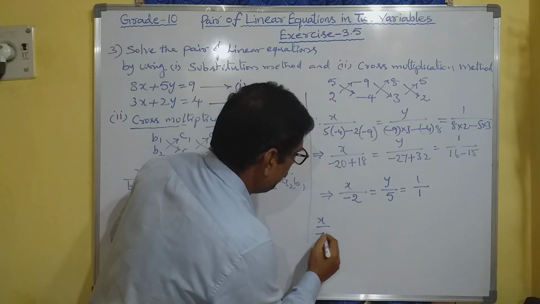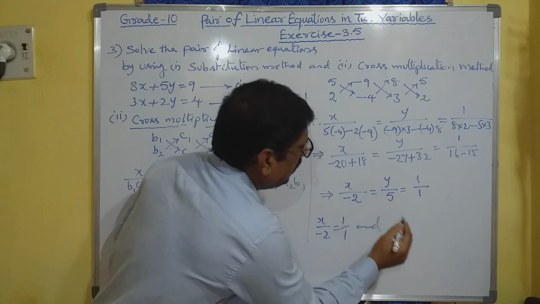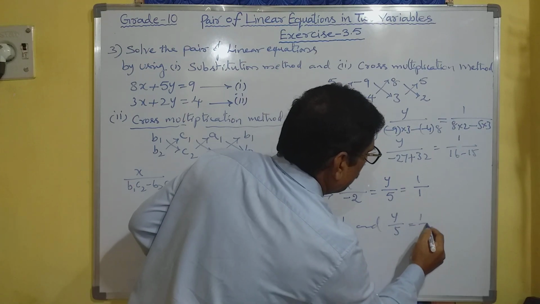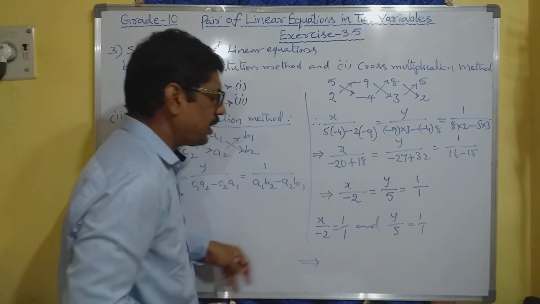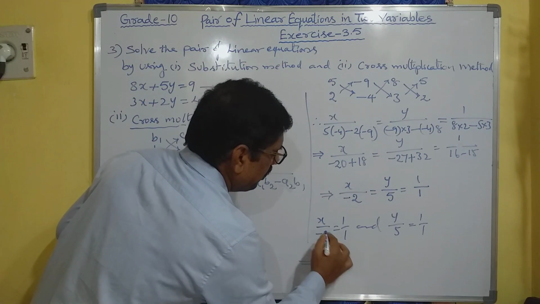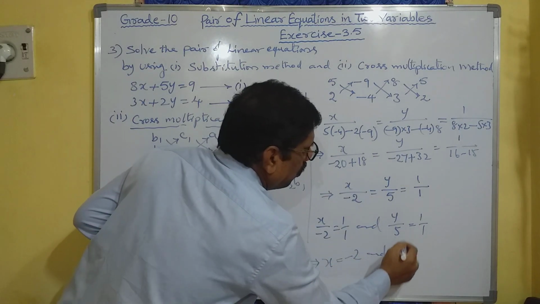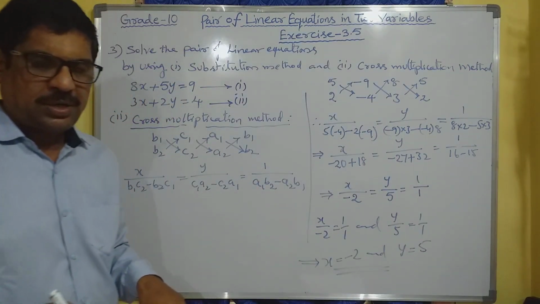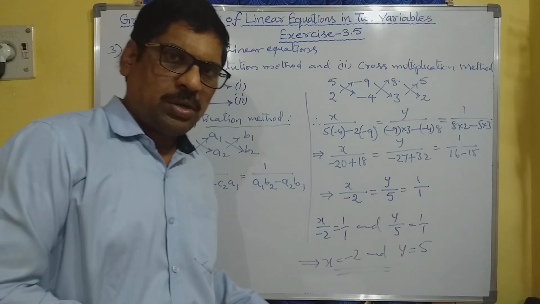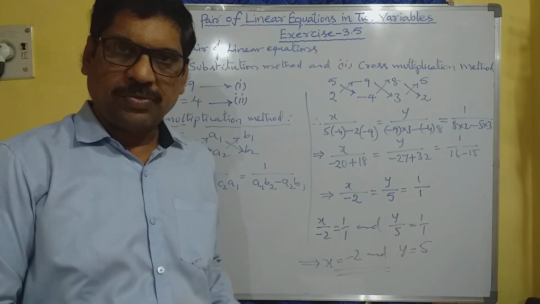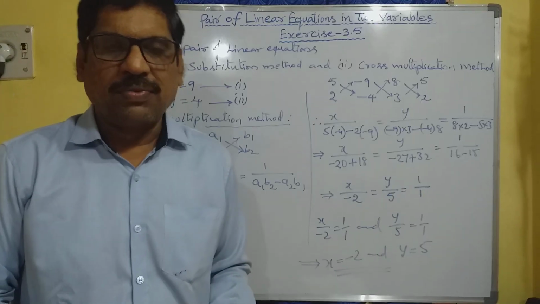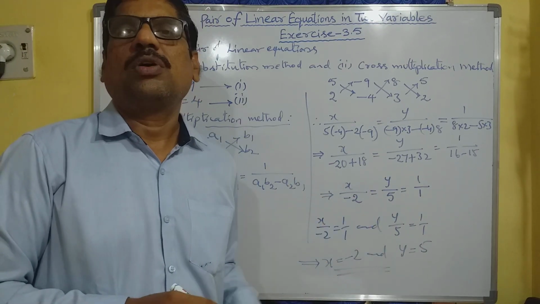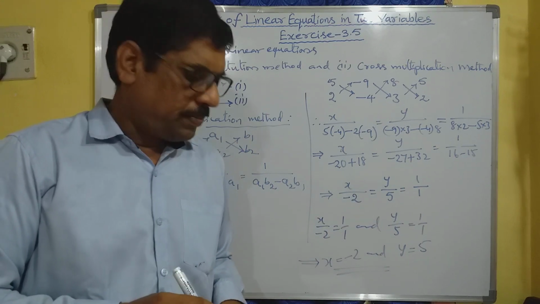This implies x by minus 2 is equal to 1 by 1, and equate the last two in order to get the y value. y by 5 is equal to 1 by 1. From this, by cross multiplication, x into 1 is x, minus 2 into 1 is minus 2, and y into 1 is y, equal to 5 into 1, 5. So once you check, did we get the same solution for the substitution method also? Of course, we get the same answer for any pair of linear equations, whatever the method we follow for the solution.